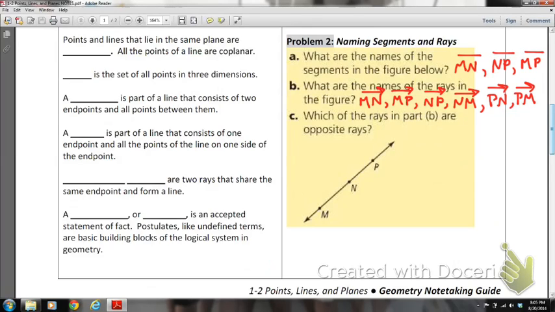Part C of the question, which of the rays in part B are opposite rays? Opposite rays have the same endpoint, go in opposite directions, and form a straight line. So that would have to be ray NM and ray NP are the 2 rays that are opposite.